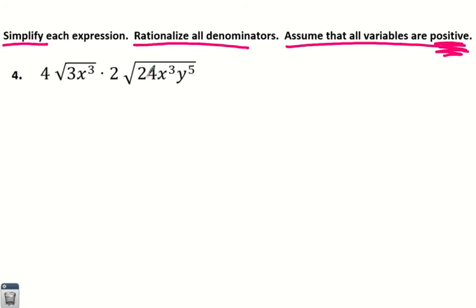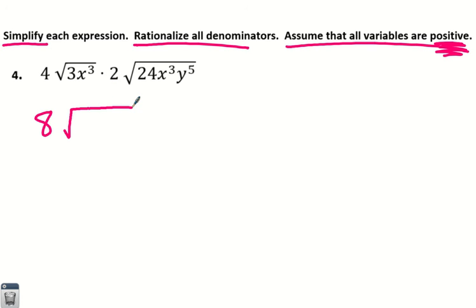You could break off a 4 from 24 to do it, and you could break off x to the second, and you could break off y to the fourth. But you know what I'm going to do? I'm going to multiply everything together and then see if there's any simplifying. So check this out. Here's what we're going to do. This regular 4, already on the outside, can be multiplied to this 2, already on the outside. So that gives me 8.